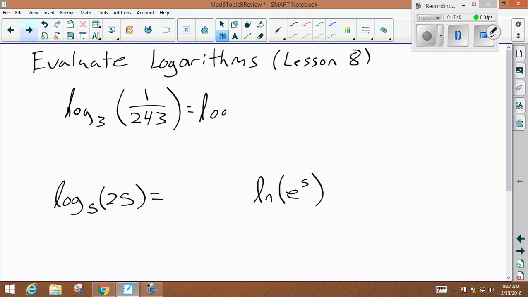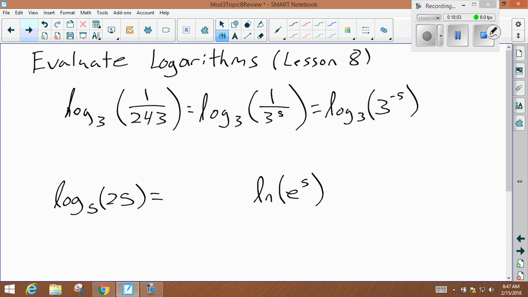But if you write it as log base 3 of 1 over 3 to the 5th, it starts to make a little more sense, right? And then if you change that and you write it as log base 3 of 3 to the negative 5th, it makes a whole bunch more sense, because you're saying, hey, 3 to what power is negative 5? It seems like the answer is too easy, but it's negative 5.